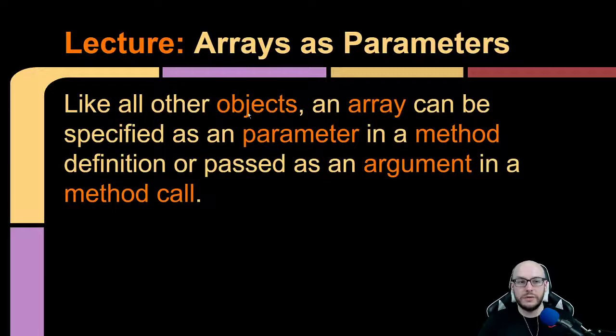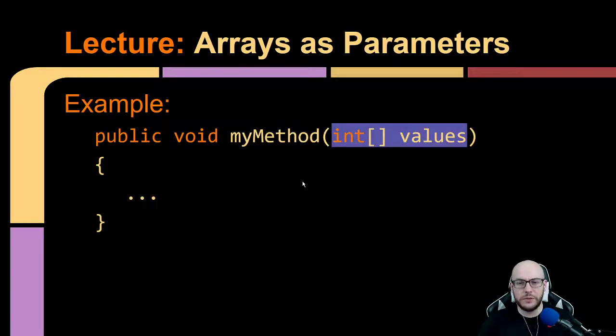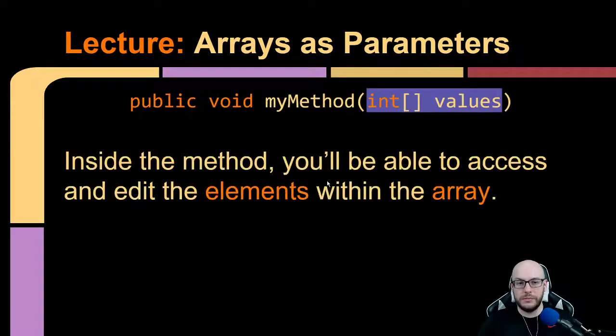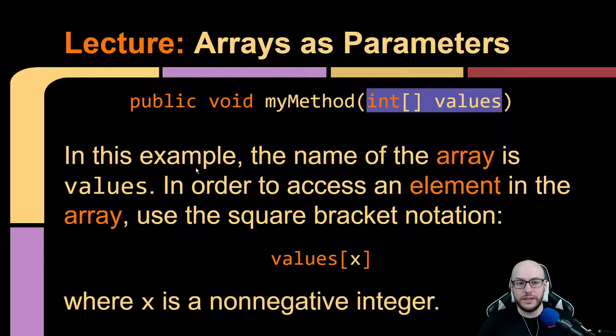Like all other objects, an array can be specified as a parameter in a method definition or passed in as an argument in a method call. We actually saw this when we were looking at some CodingBat problems in previous videos. Here, I have an array called values. It's an integer array, right? That is the data type of the variable. That is the data type of my parameter. This means we can pass in integer arrays to this method. Inside the method, we'll be able to access and edit the elements within the array itself. In this example, the name of the array is values. In order to access an element in the array, use the square bracket notation.